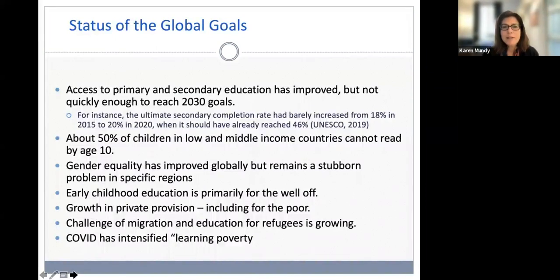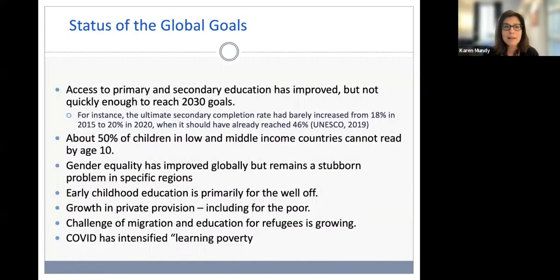I want to start by saying that we can be kind of pessimistic, in the sense that perhaps the global goals never were met in any period. We set these global goals and we don't achieve them. But some global goals really seem to have underpinned vast changes, and in particular, improvement in primary education access has been quite remarkable.